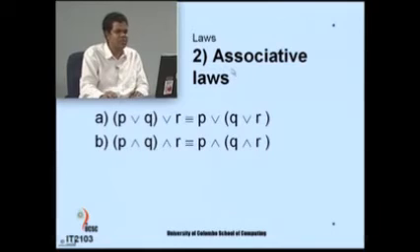Then we have something known as the associative laws, which says that (P or Q) or R is equivalent to P or (Q or R). Now, the difference between these two statements is that here we first evaluate P or Q, and in this example we first evaluate Q or R. But what the associative laws say is that both these statements are equal, therefore it does not matter in which order you evaluate the parts of the statement. Similarly, (P and Q) and R is equal to P and (Q and R). So, these laws are collectively known as associative laws.